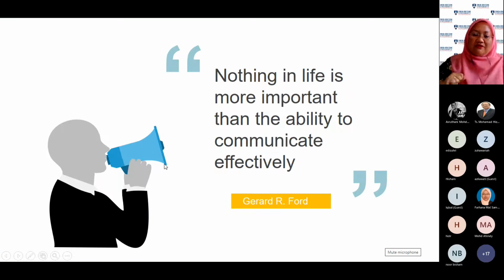Now, nothing in life is more important than the ability to communicate effectively. In today's business environment, we acknowledge the importance of effective communication, right? So with all the meetings, the conference calls, business presentations, and public events, I think employers realize the importance of having good interpersonal communication skill within the organization itself.